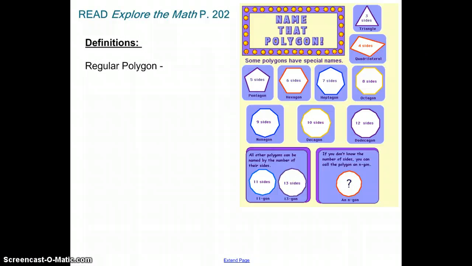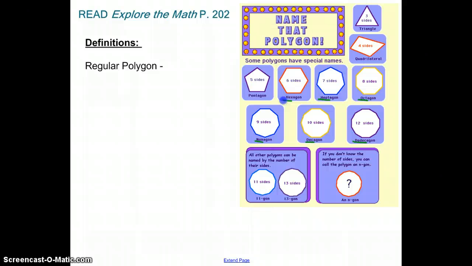Next, we're going to read Explore the Math on page 202 and write down the following definition. Just before you do, please pay attention to this chart. It's named the polygon. So these are a bunch of different polygons that we use all the time. Triangle is the first one, so tri means 3, quad means 4 sides, pent means 5 sides, hex means 6 sides, hept means 7 sides, oct means 8 sides, non is 9 sides, dec is 10, and dodecagon is 12 sides.